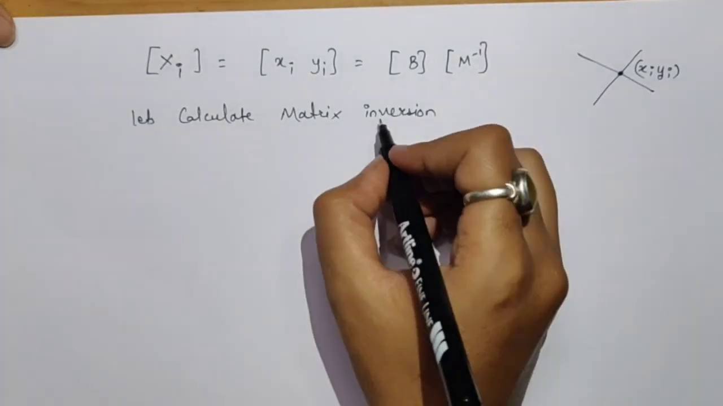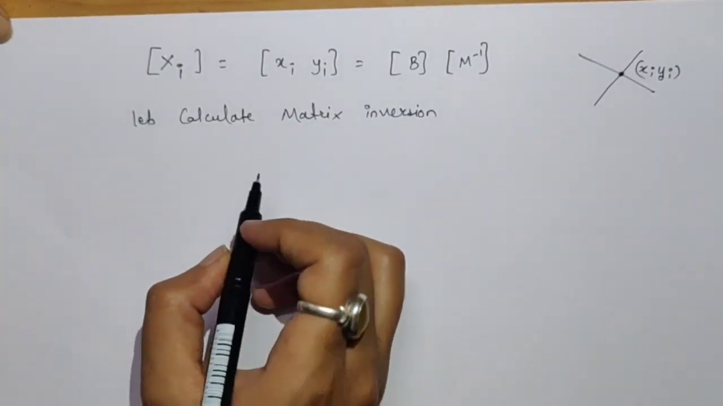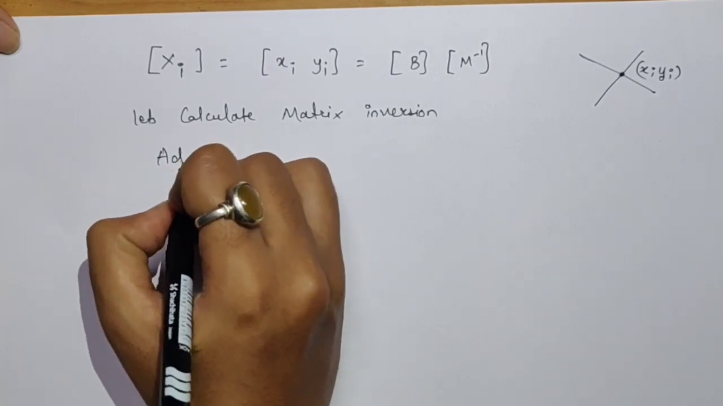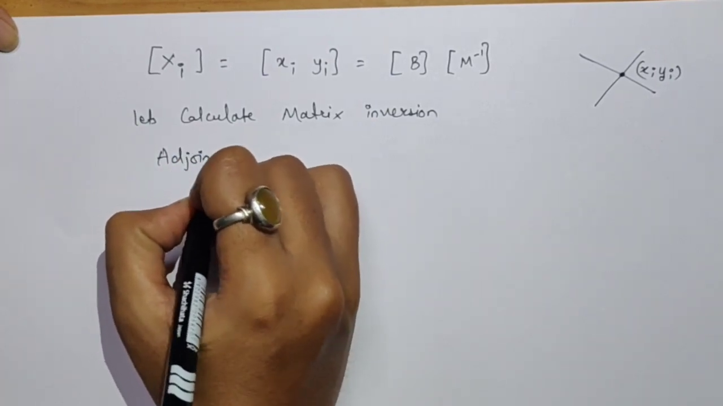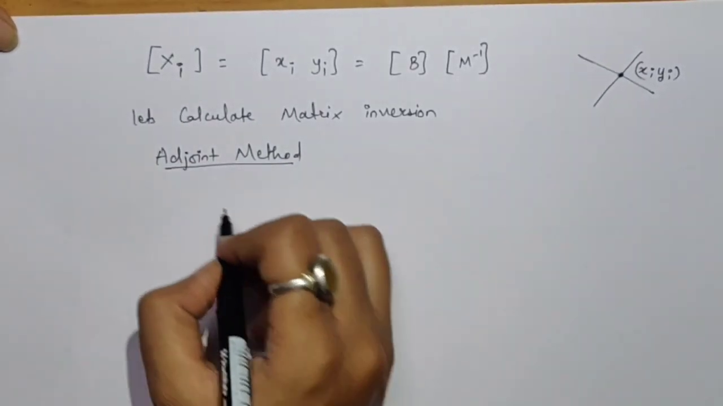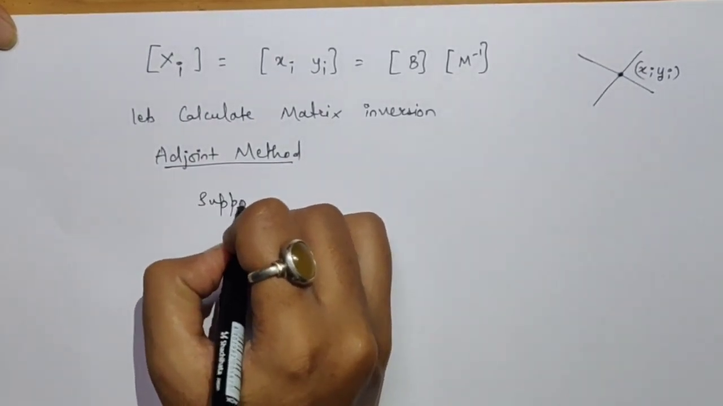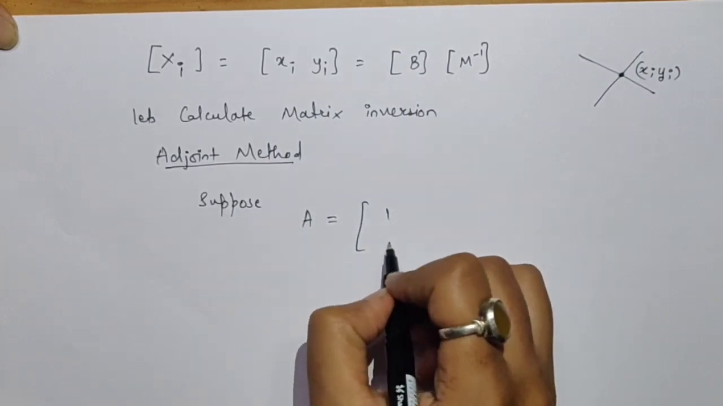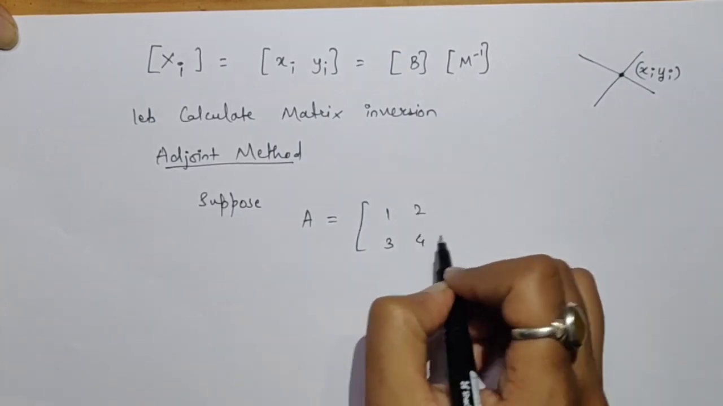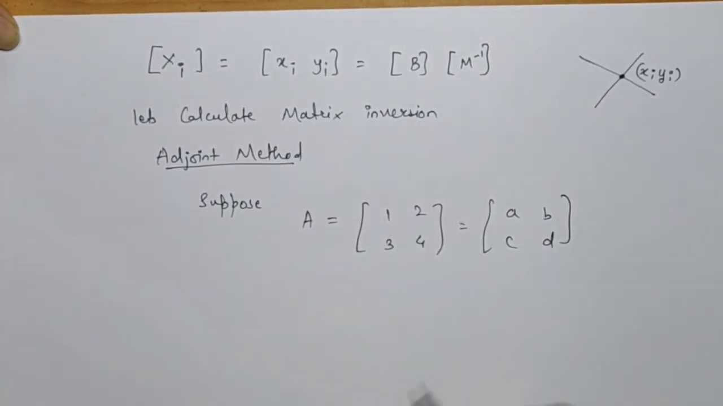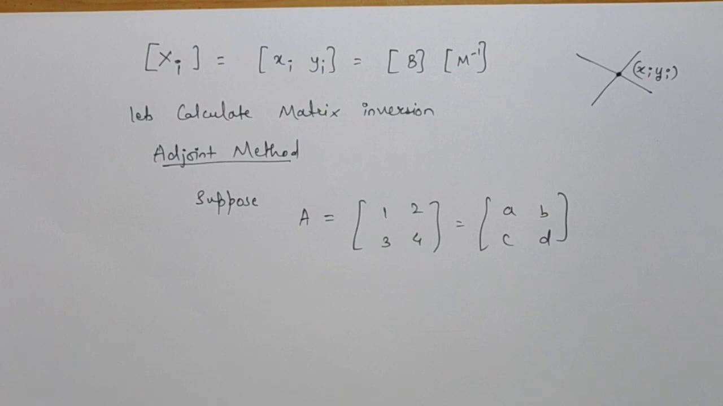Okay, that means we have to calculate the matrix inverse. First we will take the adjoint method. With the help of the adjoint method we will calculate it. Now suppose A is equal to 1, 3, 2 and 4, that means it is equal to A, B, C, D. First we need to find the determinant of matrix A.